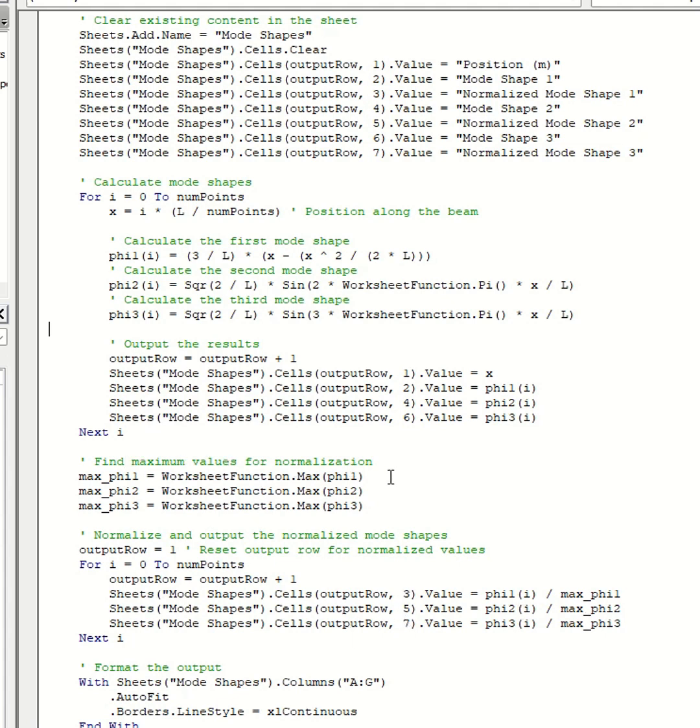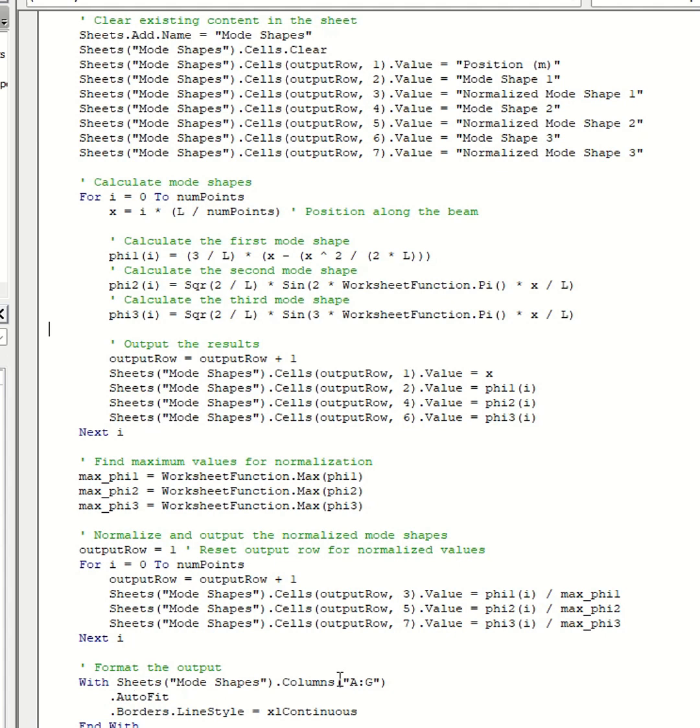So find the maximum value for normalization. We can see max phi 1, worksheet max phi 1, we can get max phi 1, max phi 2, and max phi 3. The worksheet function is max. So for i equals 0 to number of points, it has to write output, starting from the second row. So in mode shapes output row, in the third column, it has to write phi 1 divided by max of phi 1, the fifth one phi 2 divided by max of phi 2, and the seventh one phi 3 divided by max of phi 3.